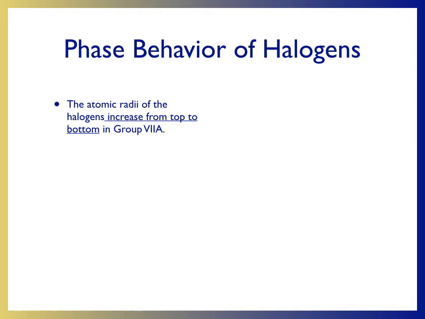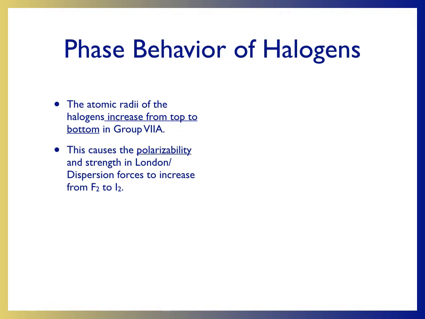Therefore, a fluorine molecule is the smallest molecule in the group, where iodine is the biggest molecule. Note that we're leaving out astatine and tennessine since they are generally radioactive and don't get a chance to participate in the same chemistry. This affects what we call the polarizability of these molecules.